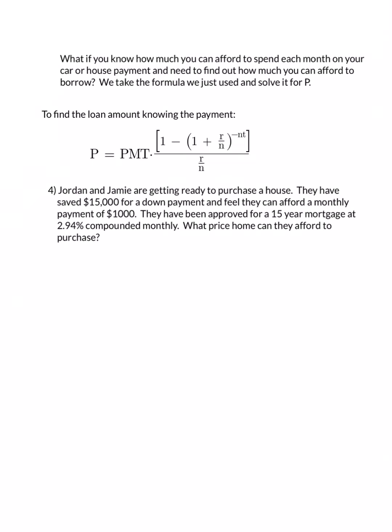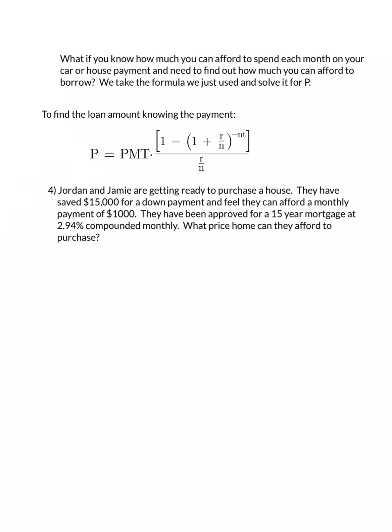Example 4 is a situation in which you would use this new formula. Jordan and Jamie are getting ready to purchase a house. They have saved $15,000 for a down payment and feel they can afford a monthly payment of $1,000. They have been approved for a 15-year mortgage at 2.94% compounded monthly. What price home can they afford to purchase?